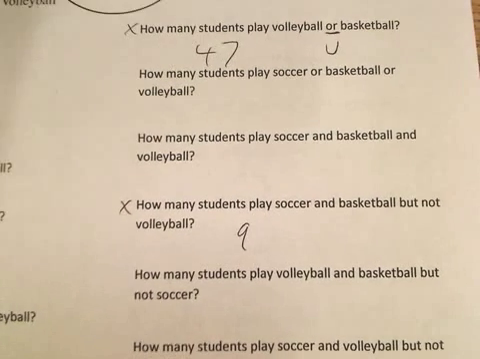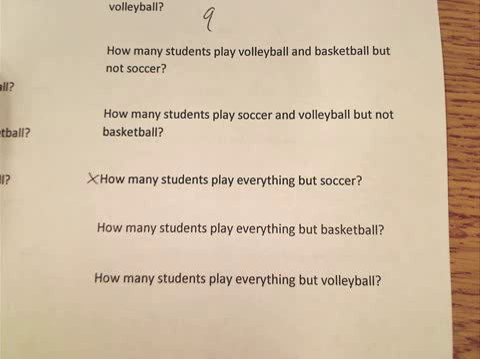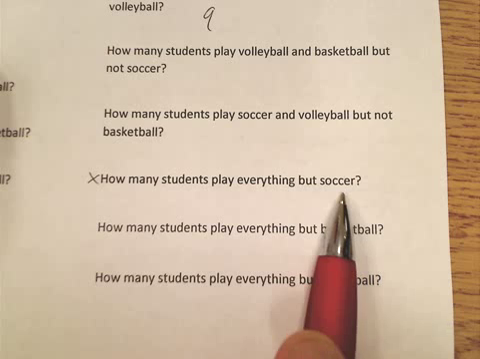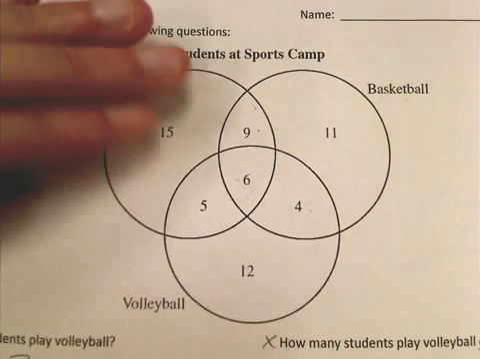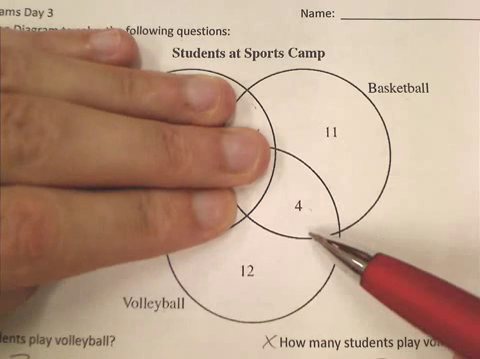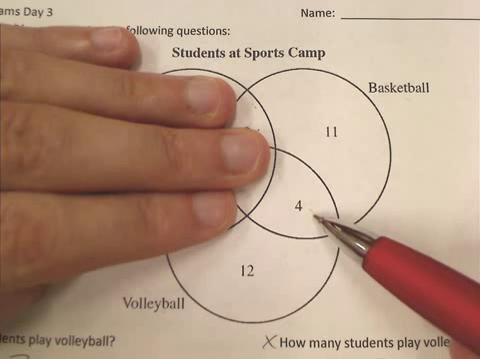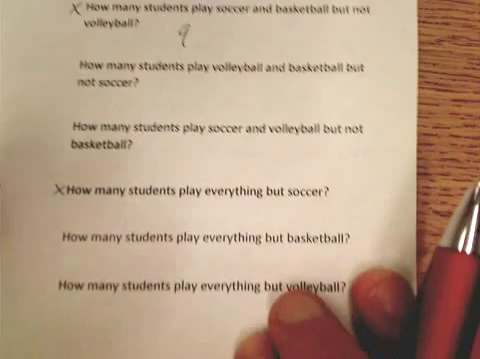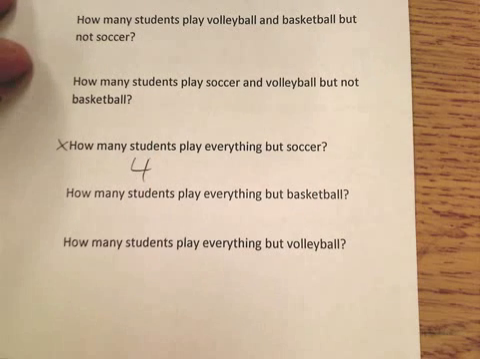One more I want to look at. Just another way of wording the same question in a different way. This says, how many students play everything but soccer? Well, look at soccer. So I'm going to cover up soccer. It can't be in soccer. How many kids play everything else? That's going to be the 4 right there. So that's just a different way of asking the same question. They'll switch up the verbiage on you a little bit.